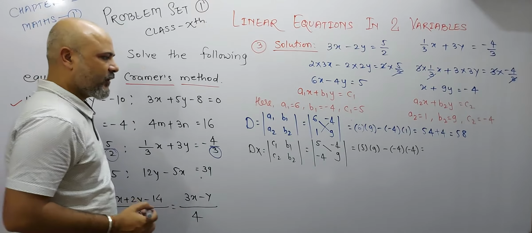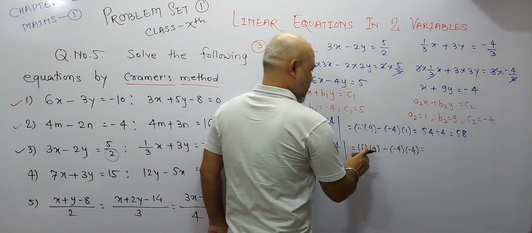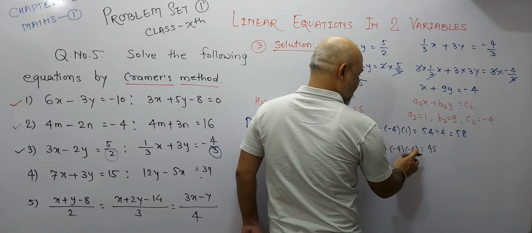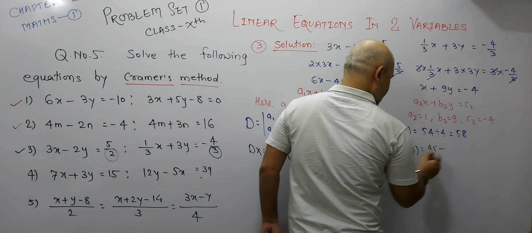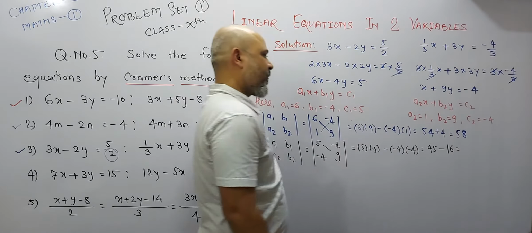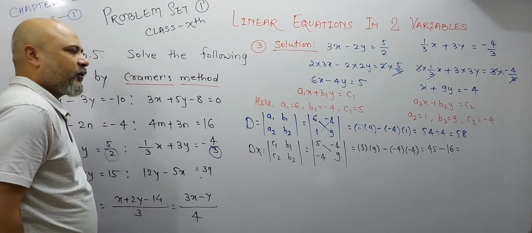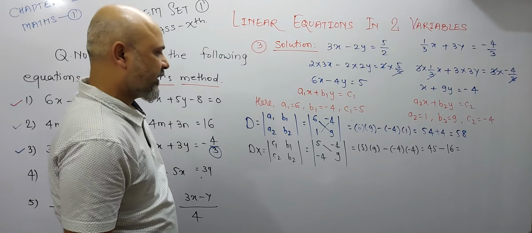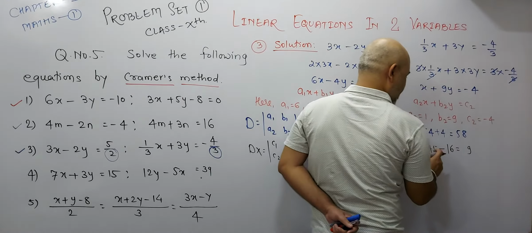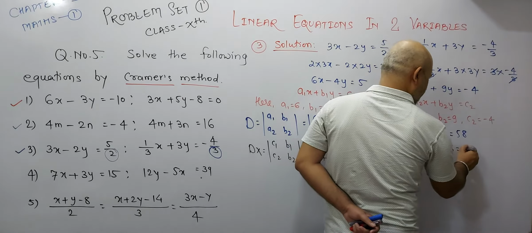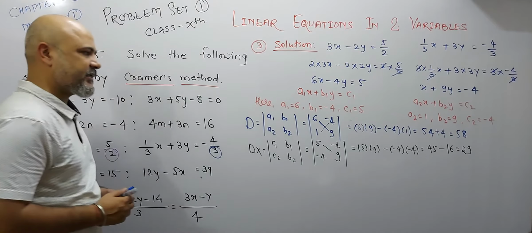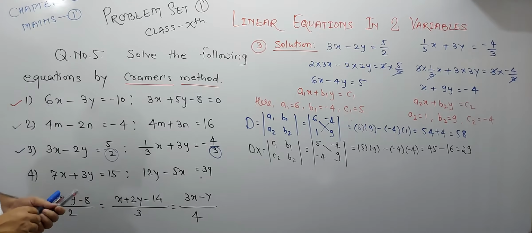So 9 fives are 45. This minus minus becomes plus. Minus will be as it is. 4 fours are 16. So what will be the value of dx? 45 minus 16 is 29, and here 3 minus 1 is 2. So you will get value of dx is 29.